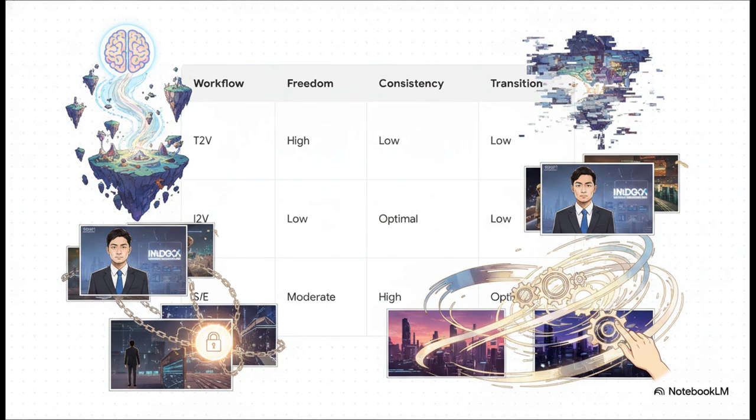So how do you choose? Well, it's always a trade-off, right? If you want high creative freedom and novelty, use text to video, but know that your visual consistency will be pretty low. If you need a specific actor or a brand logo to look exactly the same across multiple shots, image to video is going to be your best friend. And if you need a super precise cinematic transition from point A to point B, you sacrifice some of that initial creative freedom to use start/end frames, but in return, you gain absolute optimal control over the final shot.